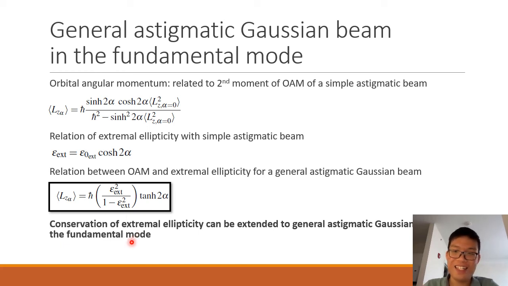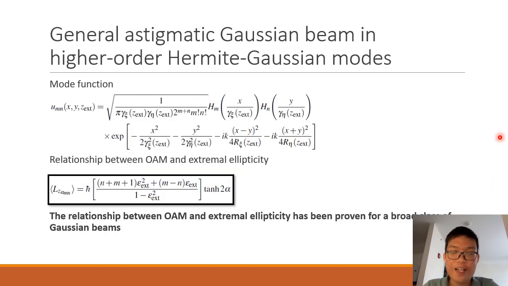And again, because of this relation, we have expanded the proof to another class of Gaussian beam, the general astigmatic beam. And finally, we can use the ladder operator to generate the even higher order Hermite-Gaussian modes for general astigmatic beams. And the result is the same. We can also relate OAM to the extremal ellipticity.